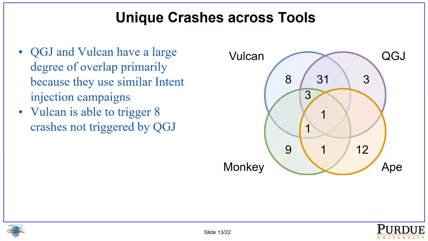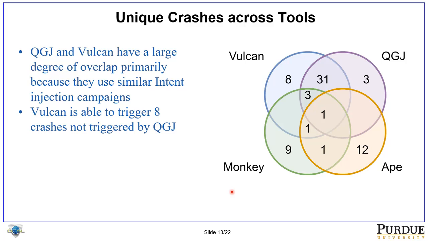Now let's focus on the unique crashes across all the testing tools. Here we have that Monkey was able to trigger 9 unique crashes that none of the other tools were able to trigger. In the case of APE, the number is 12, QEA is 3, and finally Vulcan is 8.